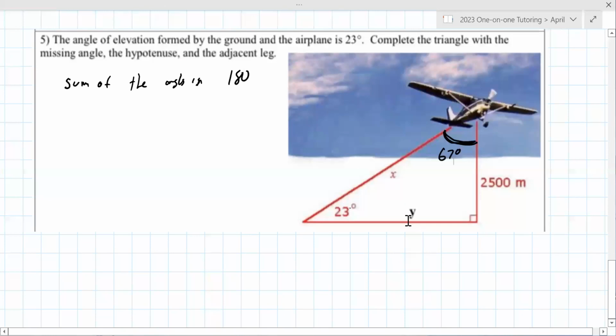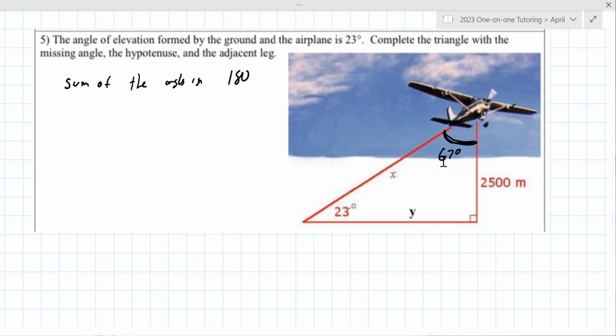To find X and Y, you will be using one of the trig functions, sine, cosine, tangent, and so on. You have to decide which one you want to use and why. You can either start from the 23 or the 67. Maybe one stands out to you as you like it better. There's not a right or wrong answer here.